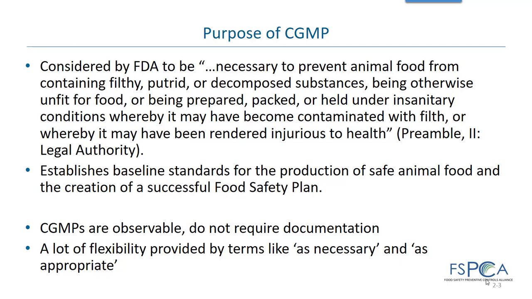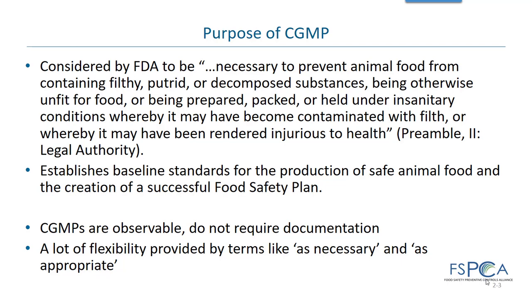Now, to give you a little bit of background, CGMPs are generally observable practices that establish a baseline of standards for the production of safe animal food. So this is something an inspector could walk into a facility and see that it is happening. So we can see that the equipment is in the right place. We can see that the employees are doing all of the hygiene practices that are outlined in this Subpart B.